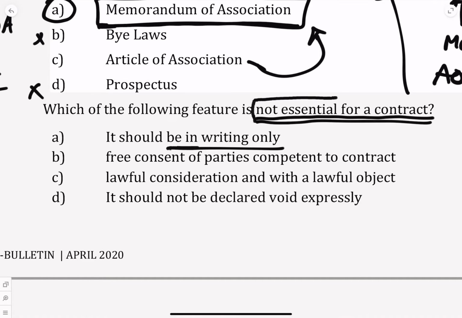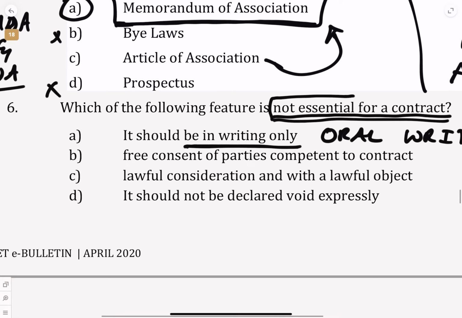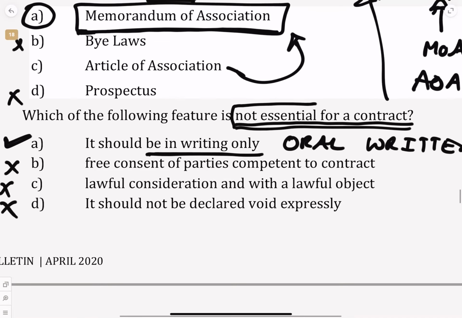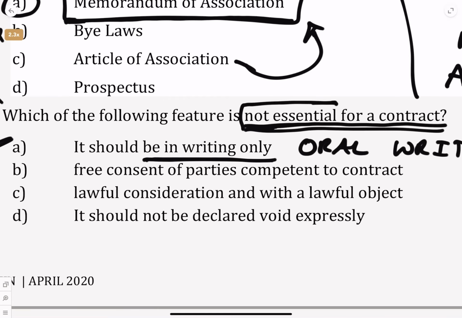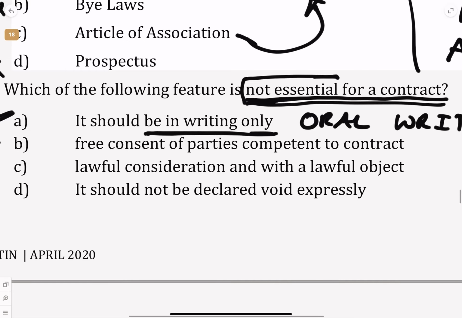Is it that the contract should be only in writing? No. We understood that a contract can be oral or written. So, I don't have to look at the other options at all. But if you want to know, you can just check. We know that A is the correct one. Which of the following features is not essential? It is not essential that we should have the contract only in writing. We can have oral and written. Free consent of parties to a competent contract.